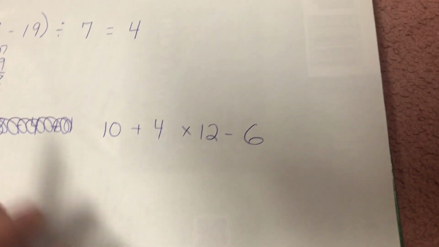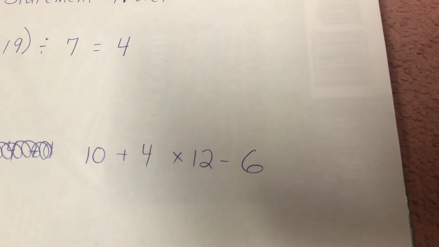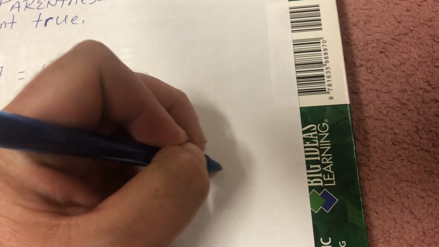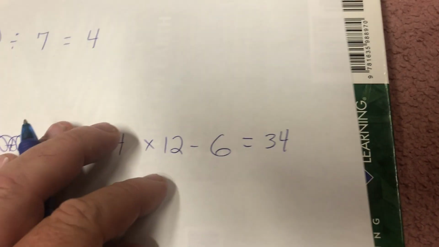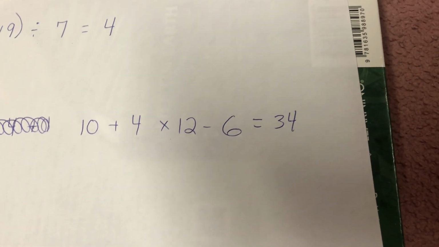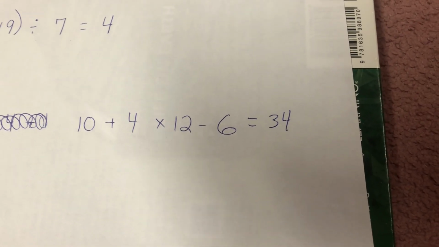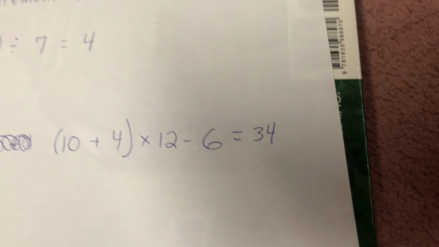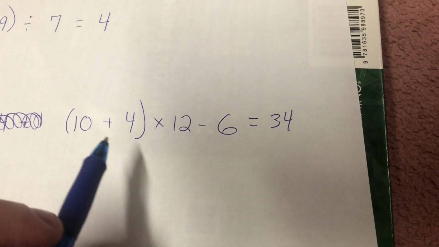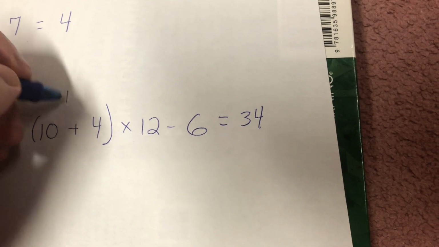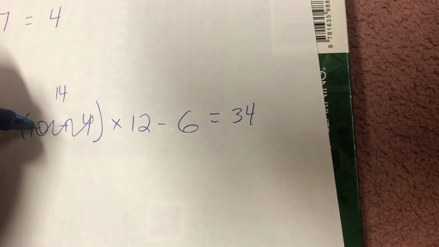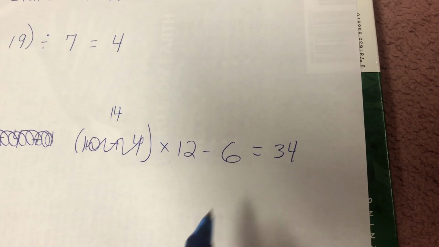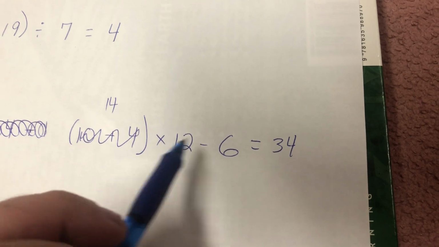All right, well, 10 plus 4 times 12 minus 6 equals 34. Sorry about that, but now we got that in there. So let's think, okay, where do the parentheses need to go? Well, if I start right here at the beginning, I do 10 plus 4. So I do parentheses first. 10 plus 4 is 14. All right? And there's no exponents to clear.